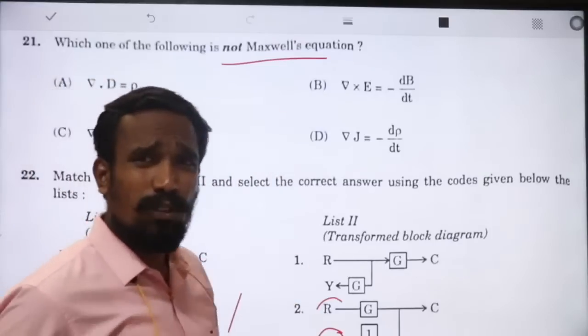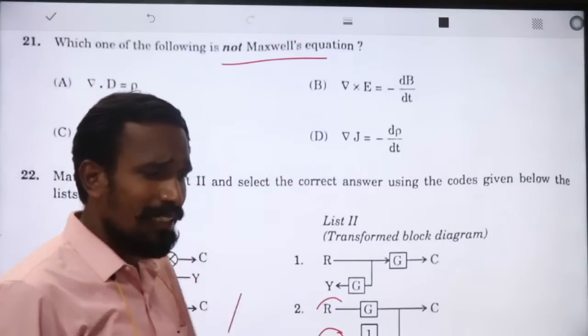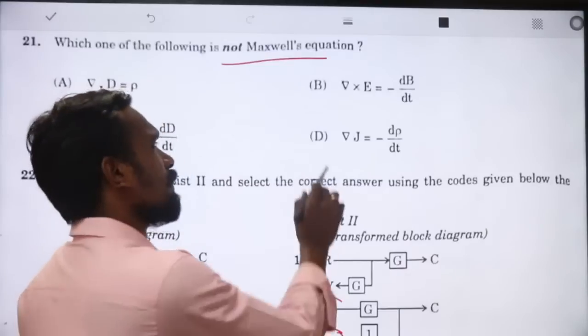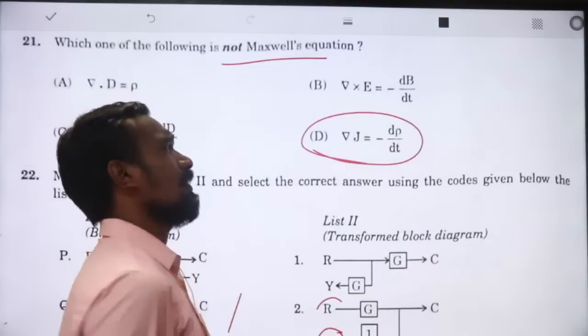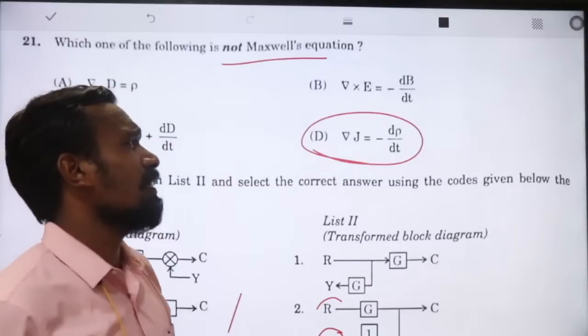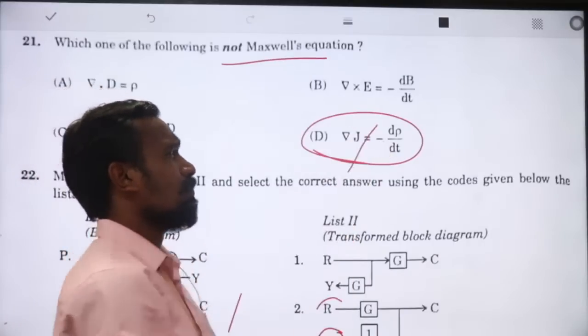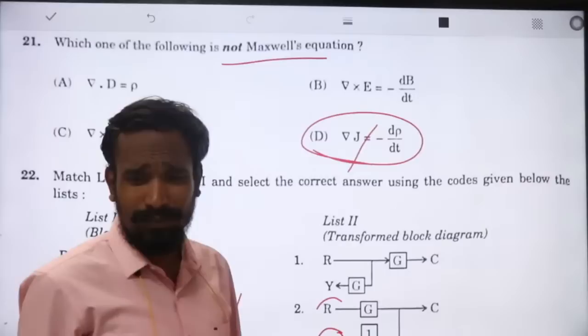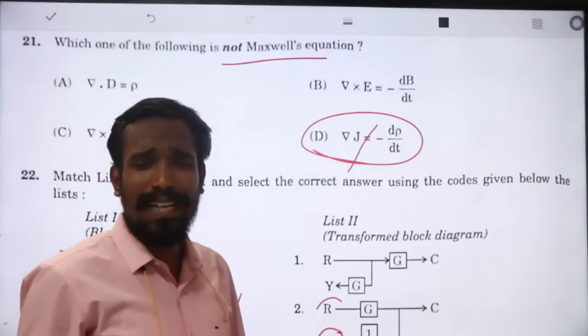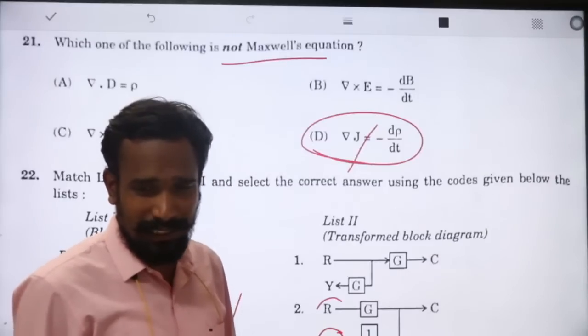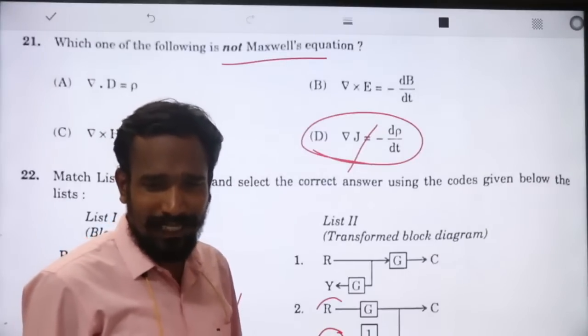The 21st question. Can you tell me which of the following is the wrong answer? 100%, this is not a correct answer. Del J is not equal to minus dou rho by dou t. Simply, if you know the Maxwell equations, you will get the answer directly.